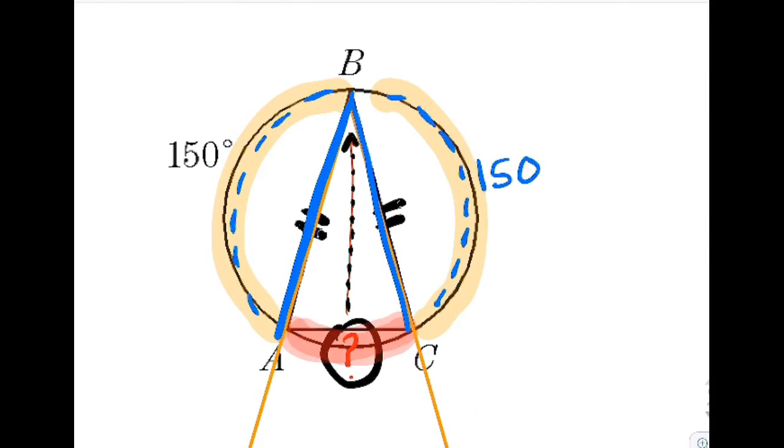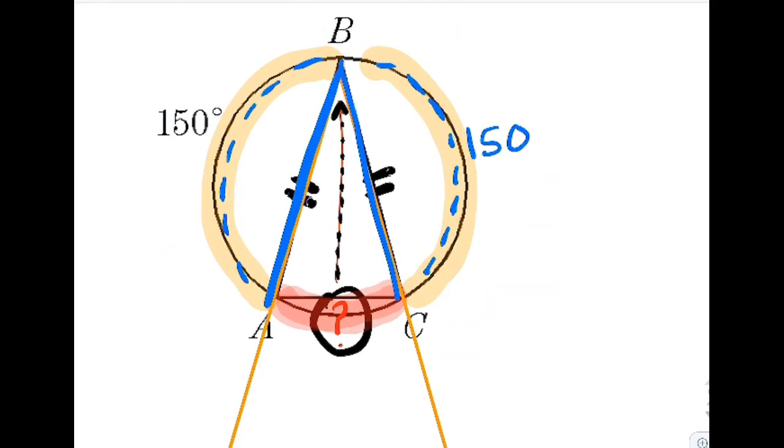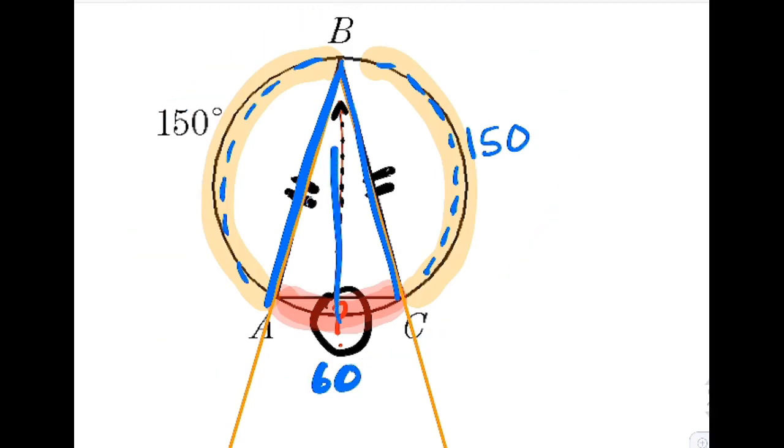Number 4, if the two chords are congruent, then that means the two arcs are congruent. So if one of them is 150, so is the other one. That makes 300 degrees, which means that this one is 60 to make 360. If that's 60, then that angle is 30 degrees.